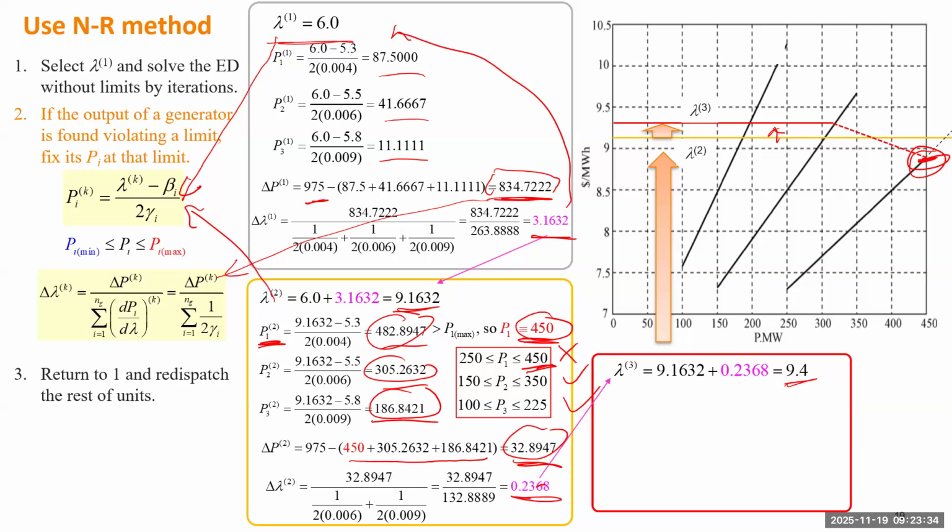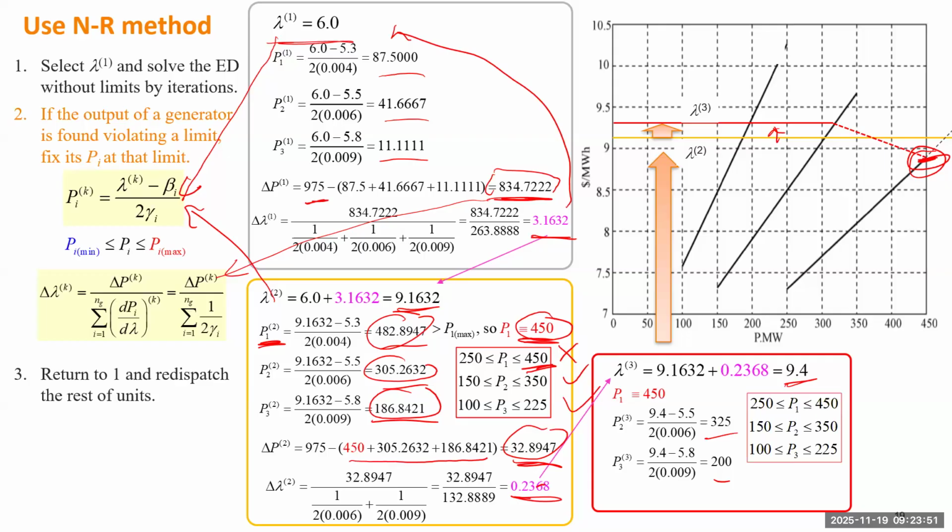The new price will be $9.4 per megawatt hour. Then you check. For unit 1, you keep the same value at the upper limit. For units 2 and 3, you get the updated values and check with the limit. So all the generators are fine, and that will be the final answer. The gap will be 0. There's no surprise. The final answer will be those values, exactly the same as what we got from the previous slides by the graphical method.